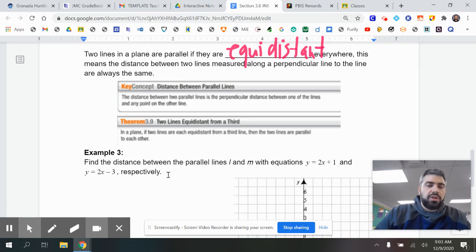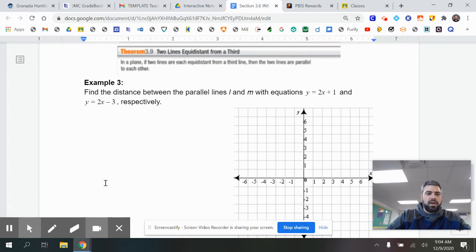So here's another theorem. Theorem 3.9 says, in a plane, if two lines are equidistant from a third line, then the two lines are parallel to each other. So basically it's saying if you have two lines that we know for sure are equal distances from some third line, right, boom, then the two lines are also parallel, okay?